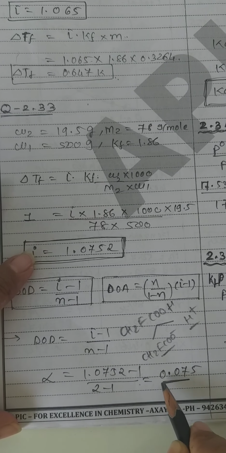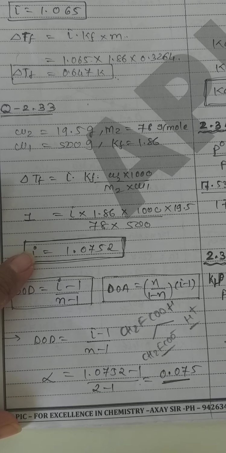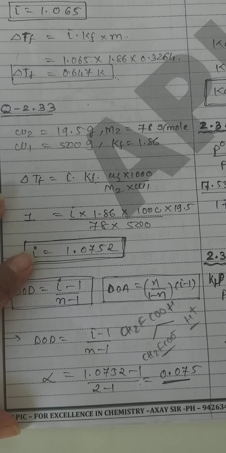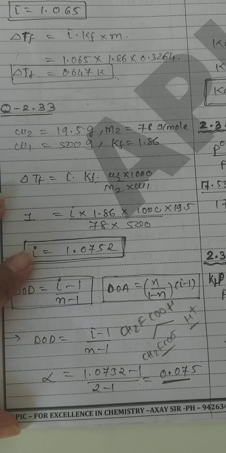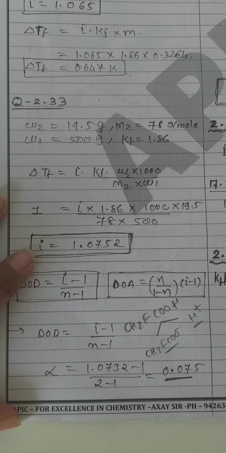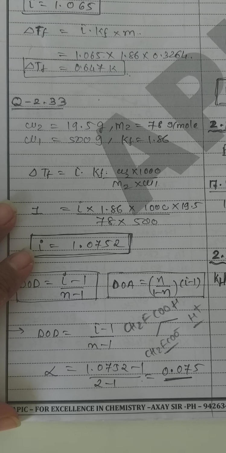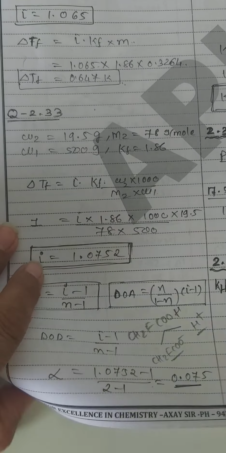The answer is 0.075. Suppose I have given AlCl3. In that case AlCl3 is ionized. How will it ionize? Al plus 3 and 3Cl minus. So in that type of question, we will substitute n is equal to 4. Okay, so alpha is equal to 0.075.